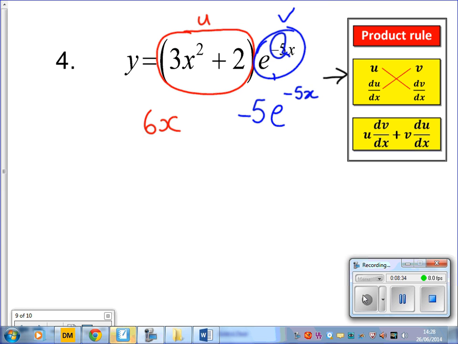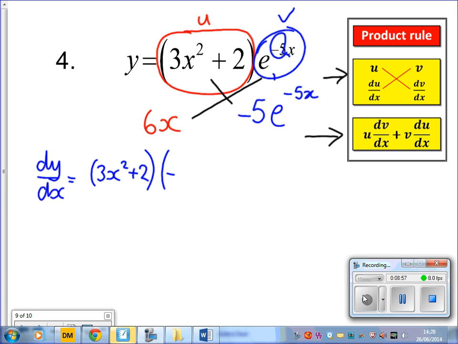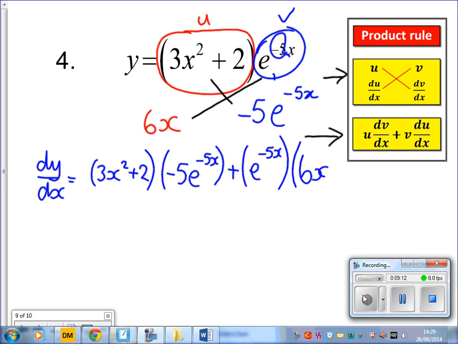Follow the pattern that I'm given here, putting it into this. dy dx equals u, keep the brackets, times by dv dx, which is minus 5e to the minus 5x, plus v, e to the minus 5x, du dx. That's the process finished.